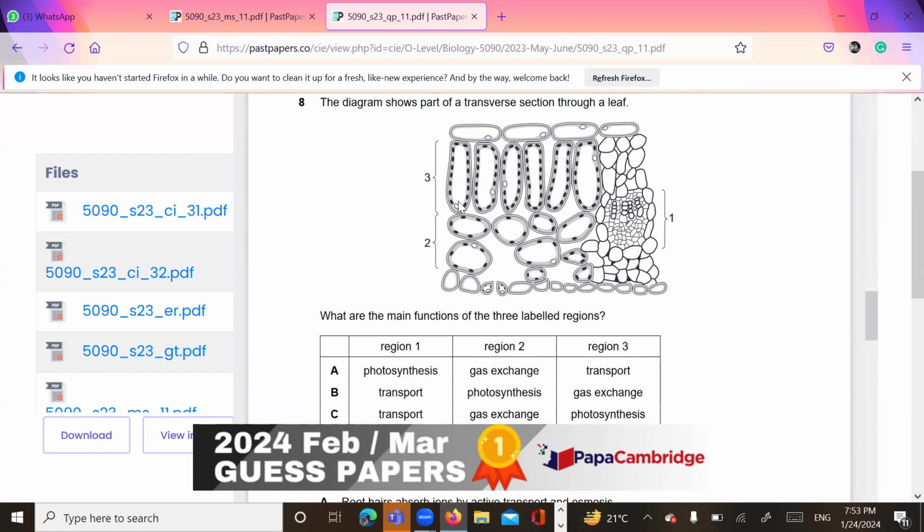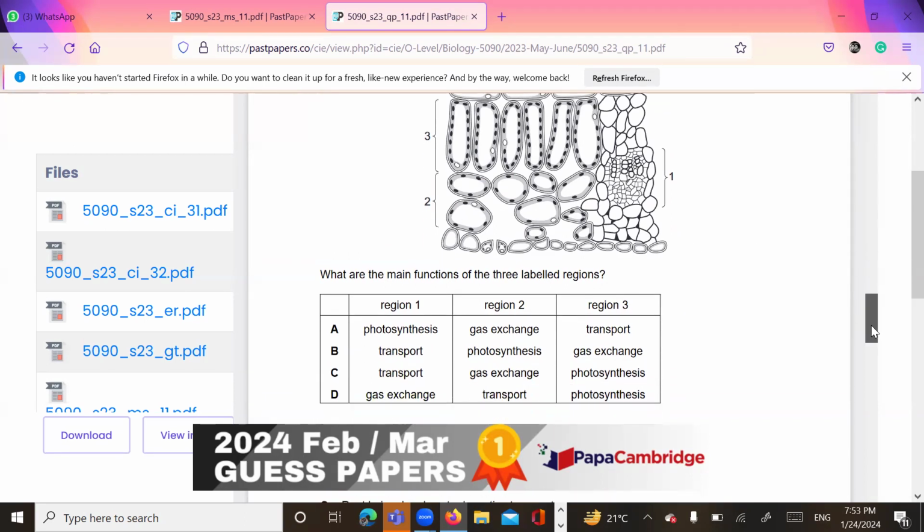No, this is the palisade mesophyll layer. Upper epidermis is this one. Sorry. And this is the spongy mesophyll layer. Okay. So what are the functions of the 3?